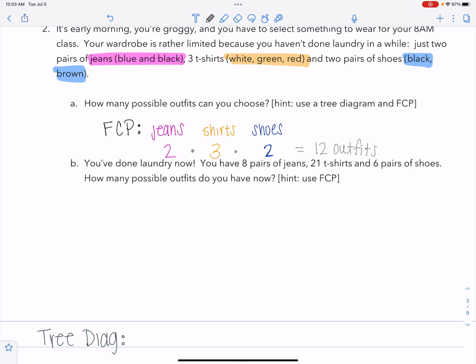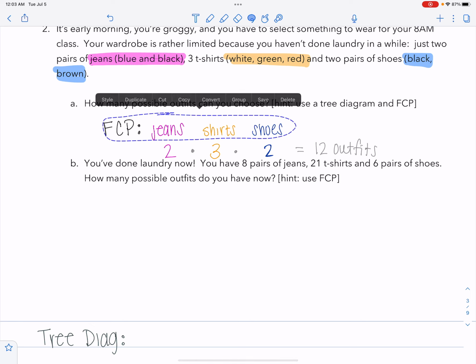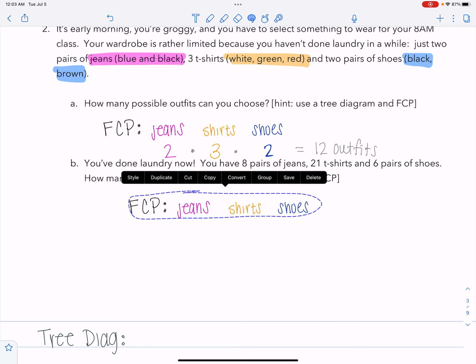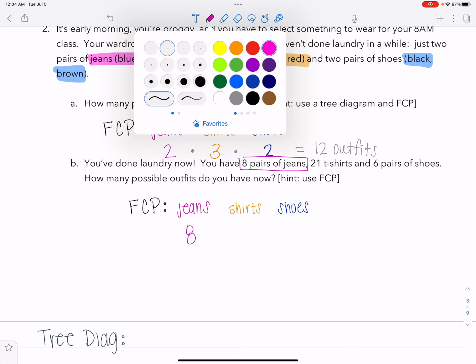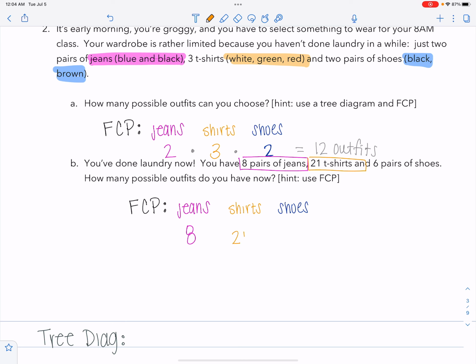So in the next example, now you've done laundry, and you have 8 pairs of jeans, 21 shirts, and 6 pairs of shoes. Now, how many outfits do you have? You would not want to do a tree diagram for this. It would take up an entire poster board, writing really small. I'm going to use the same formula, if you will. So I'm just going to copy and paste this. Jeans times shirts times shoes. Well, in this case, I've got 8 pairs of jeans times 21 shirts. And then shoes, again, we're assuming everything matches, 6 pairs of shoes. So the fundamental counting principle says that you can multiply them and get out 1,008 outfits.